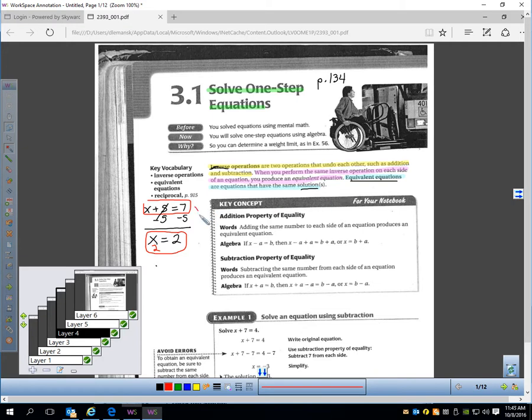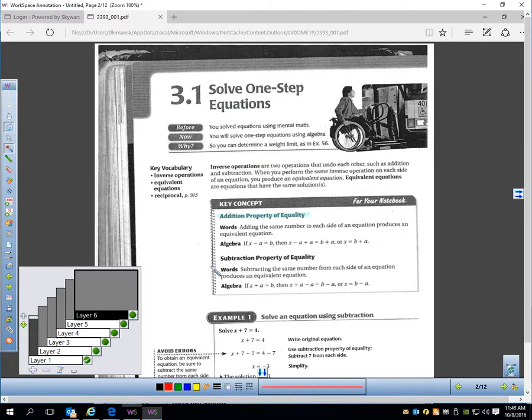These two equations that I'm arrowing are now equivalent because I could put a 2 in either one and it makes the statement true. If you are doing inverse operations properly, each new equation will be equivalent to the one prior.